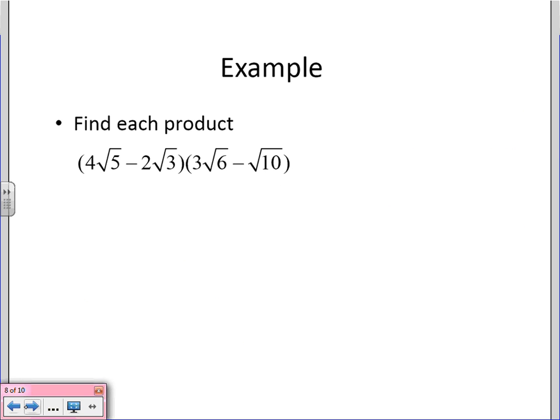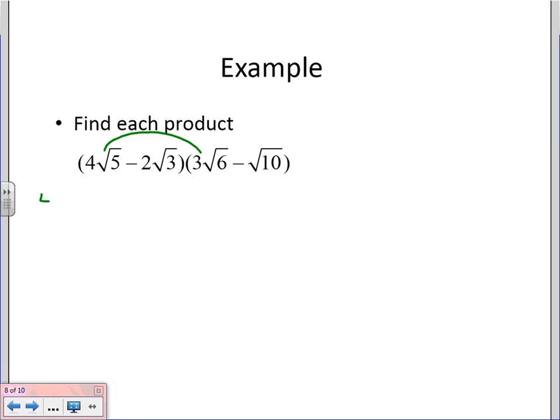Okay, now this is probably the most challenging part, or there's the most steps involved. I wouldn't say it's challenging, but this is where we have a radical expression times another radical expression. And this looks similar to when we had multiplying binomials, we had to use the FOIL method. So we are going to do the same thing.